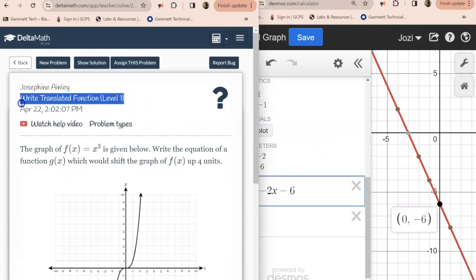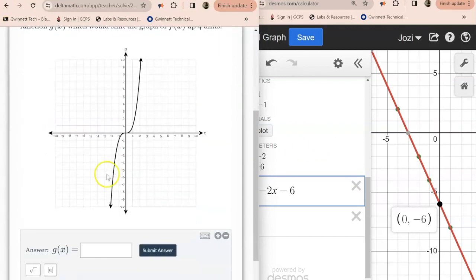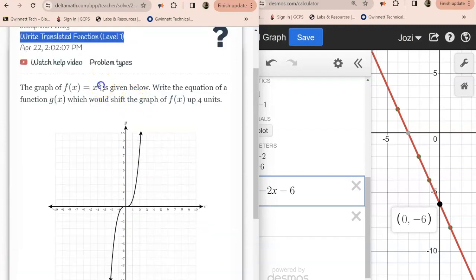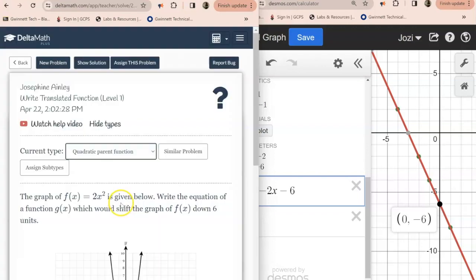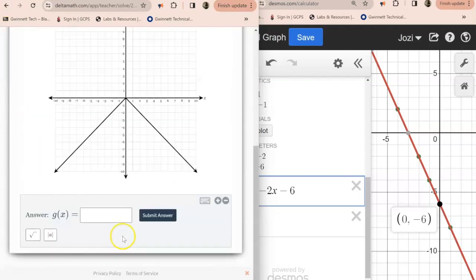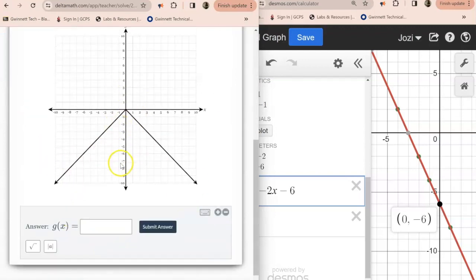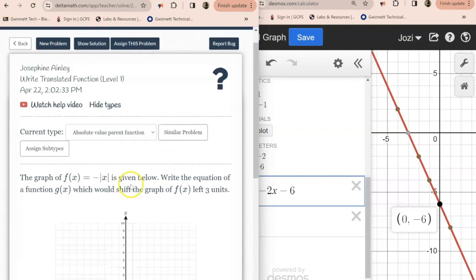All right, so right translated function. If you know your translation rules, this makes it very, very simple. You do have to know what the parent graph is. So what is this one? It's cubed, or they tell you in the question, which is perfect. What's this one? Quadratic, and again, it tells you in the question. What's this one? It's a V, that's the absolute value function. So you could get a whole bunch. The important thing is to know what it is, okay?